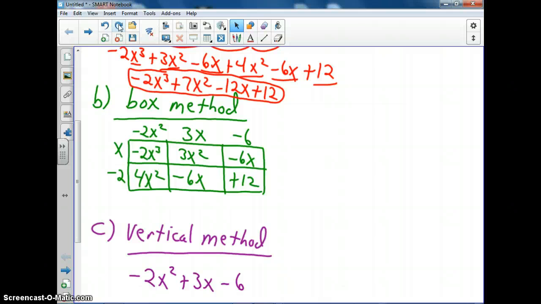Are there any other x's? Yes. Okay. How many do you have? -12x's, right? And any other ordinary numbers? No, just 12. Put down +12. Okay. That's what you're going to see now for the answer.